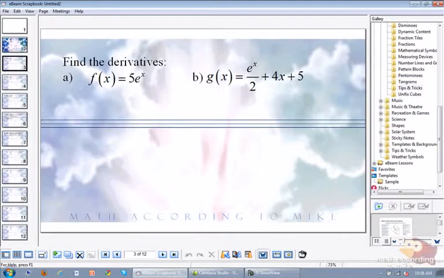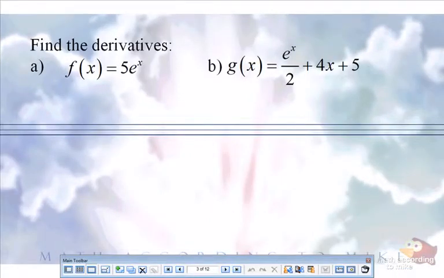So for example, suppose we had f of x equals 5 e to the x. What happens to that 5? Is that a constant, or is that a constant times a function? It's a constant times a function. If it were a standalone constant, then it goes away. But if it's a constant times a function, what happens to that constant?